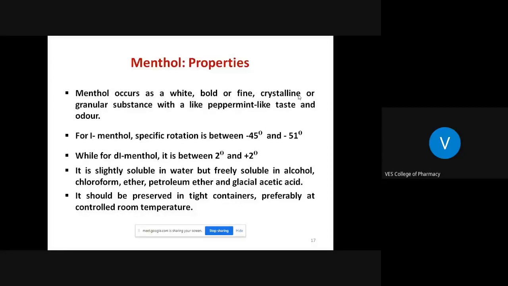Solubility characteristics of menthol: it is slightly soluble in water, but freely soluble in alcohol, chloroform, ether, petroleum ether, and glacial acetic acid. Since it is volatile in nature, menthol should be preserved in airtight containers, preferably at a controlled room temperature. Any drug containing volatile oil will vaporize even at room temperature. That is the reason they are advised to be stored in tightly closed containers.